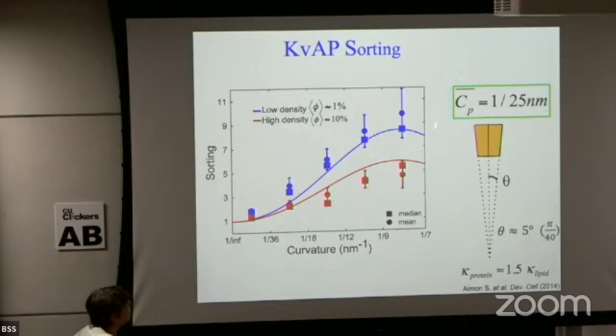And we can, of course, calculate the spontaneous curvature of the protein. This is one of the parameters of the fit, and we find 1/25 nanometer, which, if you make a very rough geometrical estimation, corresponds to a conicity of 5 degrees. And from that we can also measure the stiffness of this protein, and we were very surprised because we found a stiffness which is only 50% higher than the stiffness of the membrane. So it means that at least that's fine. So the question is, is this number making sense or not?